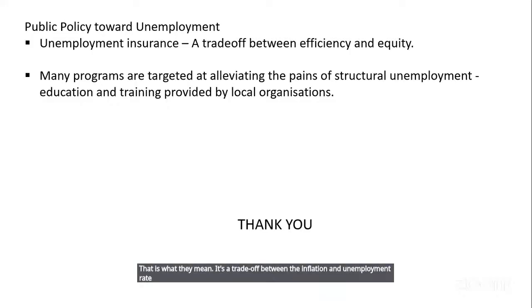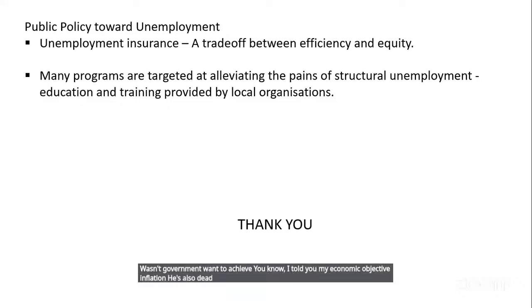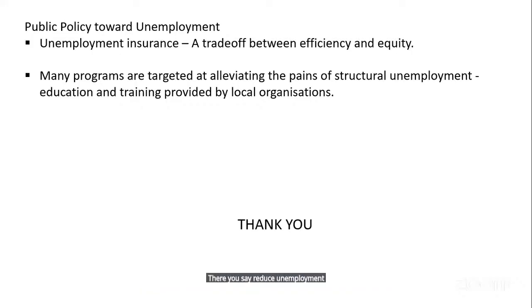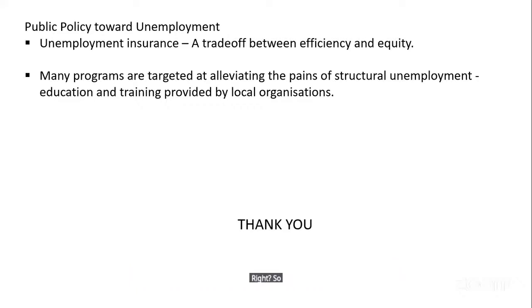How do I mean? Supposing government wants to achieve, I told you, macroeconomic objectives: inflation is also there, price stability. Then reducing unemployment, that is increasing employment opportunity, is one of the macro objectives, which is the first topic of the class, right? So government can only take one. And while taking one, it will lead to a problem of the other.